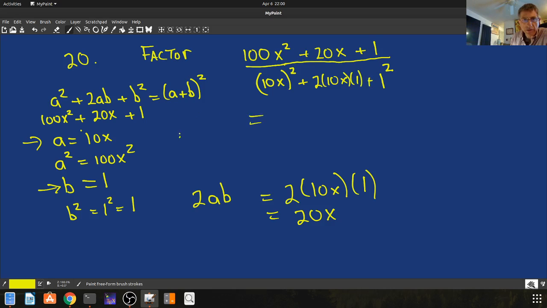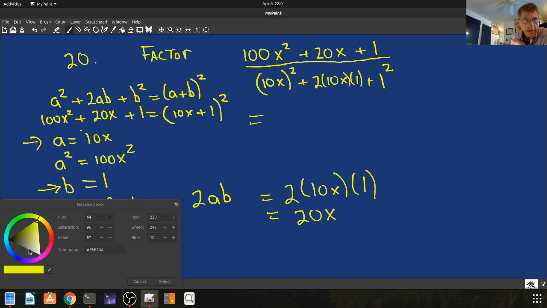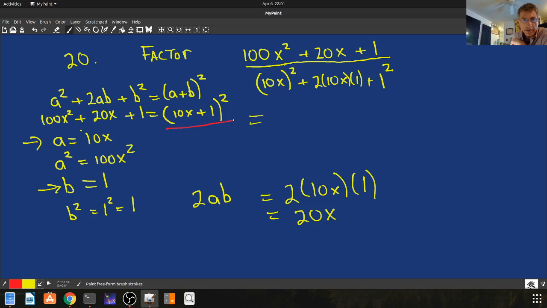So this factors as, let's concentrate on this right here. I'll just come over here. It is equal to A, which is 10x, plus B, which is 1, squared. So that's the factorization right there. That's the answer they wanted, was this right here.